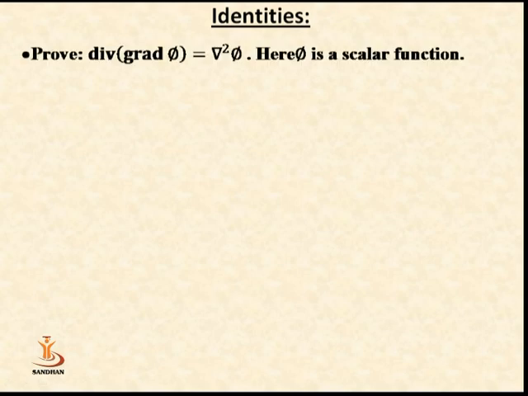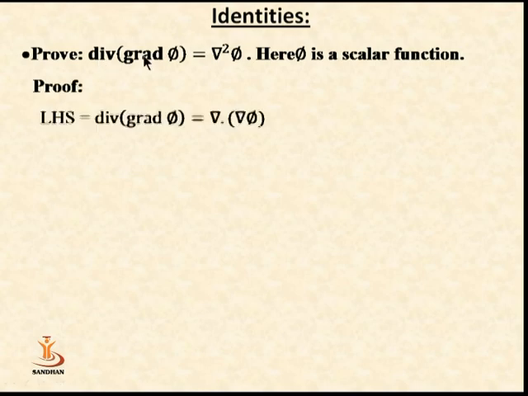Again we prove the second identity, div grad φ is equal to ∇²φ. Now we know that when φ is a scalar function, grad converts it into a vector function, and we apply divergence to the vector function. First we prove div grad φ is equal to divergence, that means ∇·F. Here the function becomes grad φ, and φ is a scalar function, so we apply the grad first in the bracket.